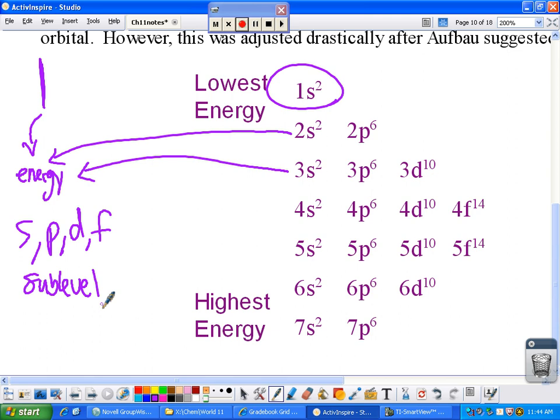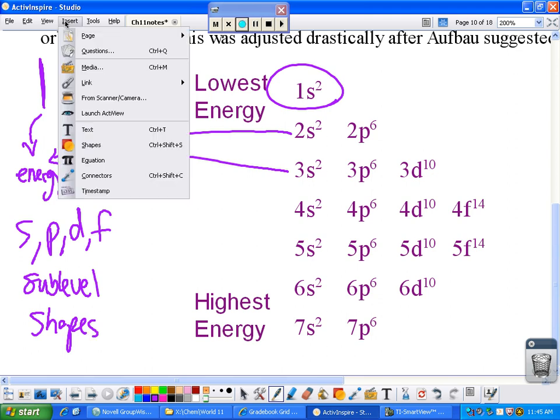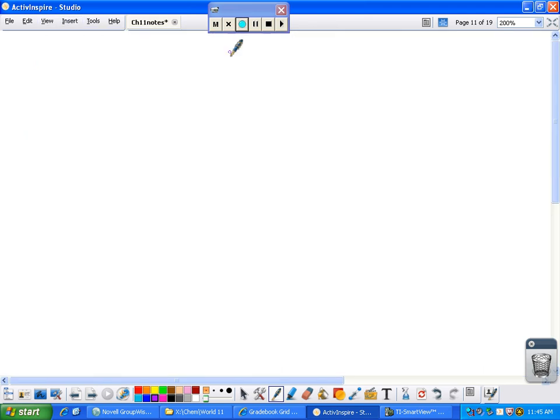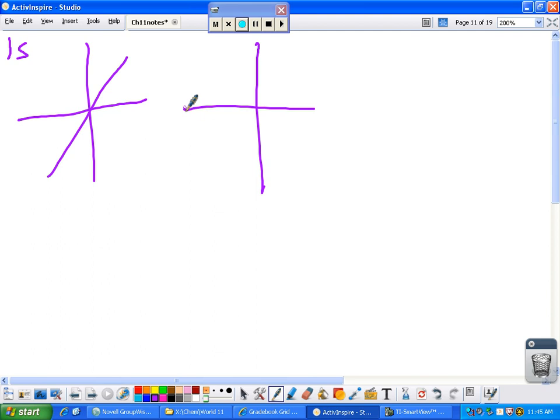And in your notes, you have some axes we're going to draw on. Let me just insert a blank page here. Insert page after. What we're going to do is draw a 1s, then a 2s, and then a 3s. Do you see where that is in your notes?